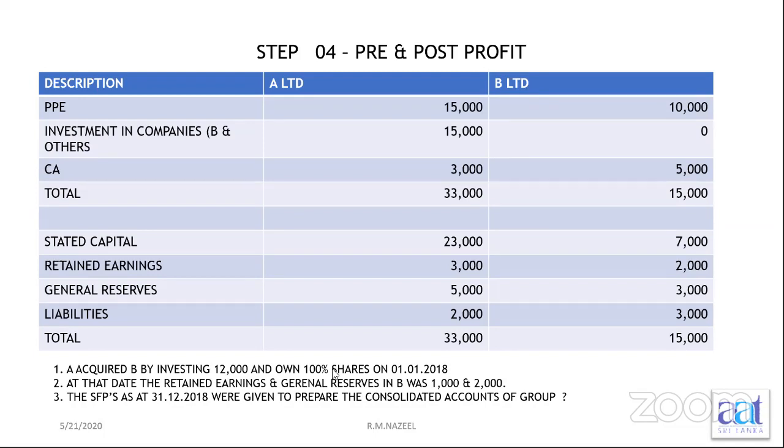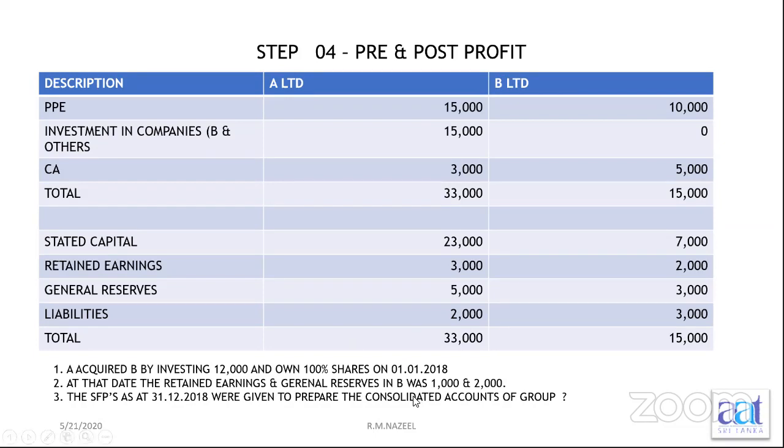See, A acquired B investing 12,000 and owns 100% of shares. At the date of the acquisition, retained earning and general reserve are 1,000 and 2,000. Make it very simple. Go to the subsidiary company. Retained earning is 2,000 at the balance sheet date, right? This balance sheet, the SFP, is as at 31st December 2018, so as at that date the retained earning is 2,000.